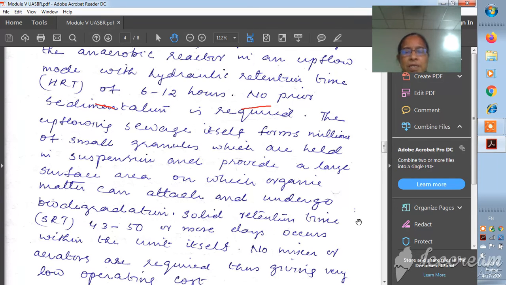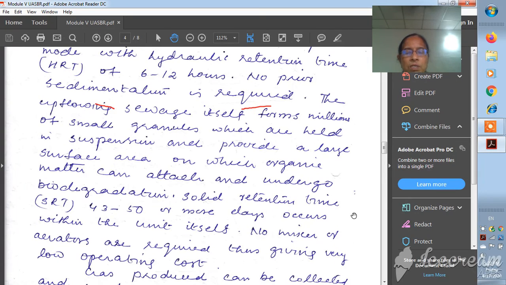Then it is written a solid retention time of 30 to 50 or more days occurs within the unit itself. That means even though the HRT, that is the hydraulic retention time, is 6 to 12 hours, that means the effluent will enter and exit.